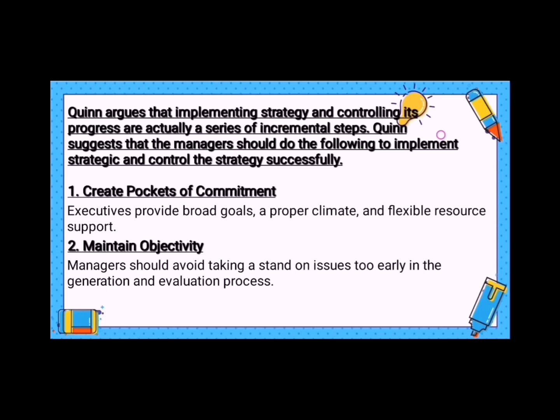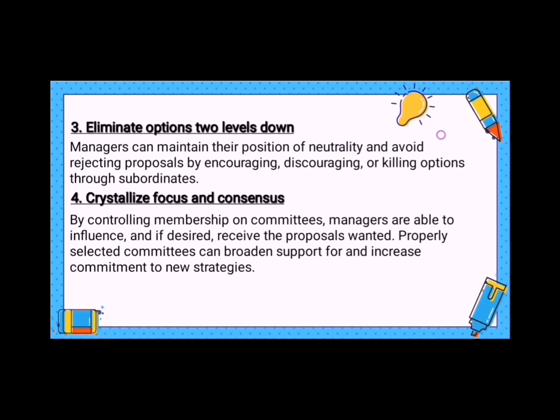Number 2, maintain objectivity. Managers should avoid taking a stand on issue too early in the generation and evaluation process. Because when managers take a position, the generation of new alternatives often ceases, and the evaluation of existing alternatives is often biased by the position of the top manager. Number 3, eliminate options 2 levels down. Managers can maintain their position of neutrality and avoid rejecting proposals by encouraging, discouraging, or killing options through subordinates.